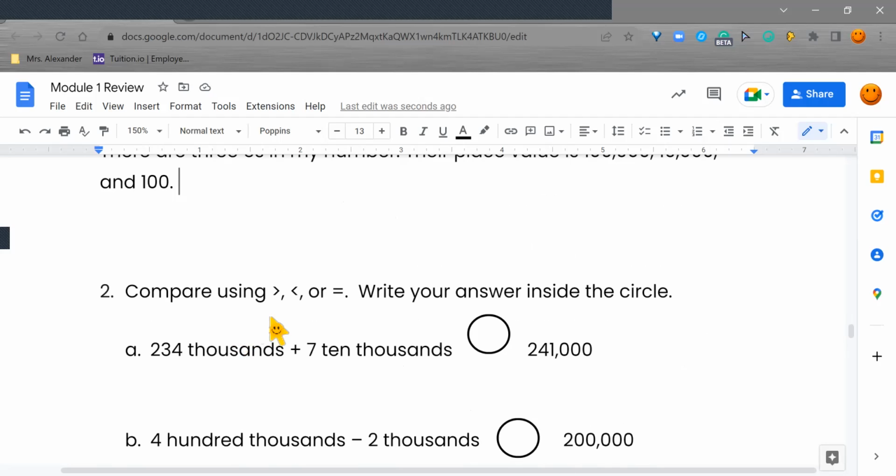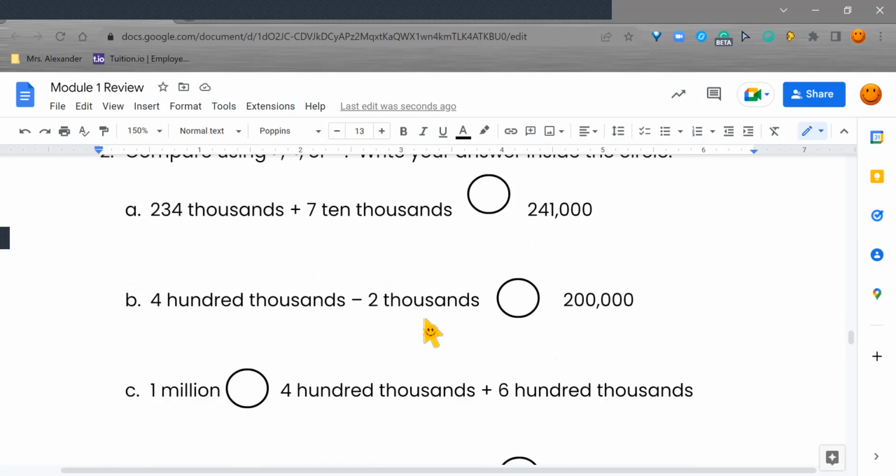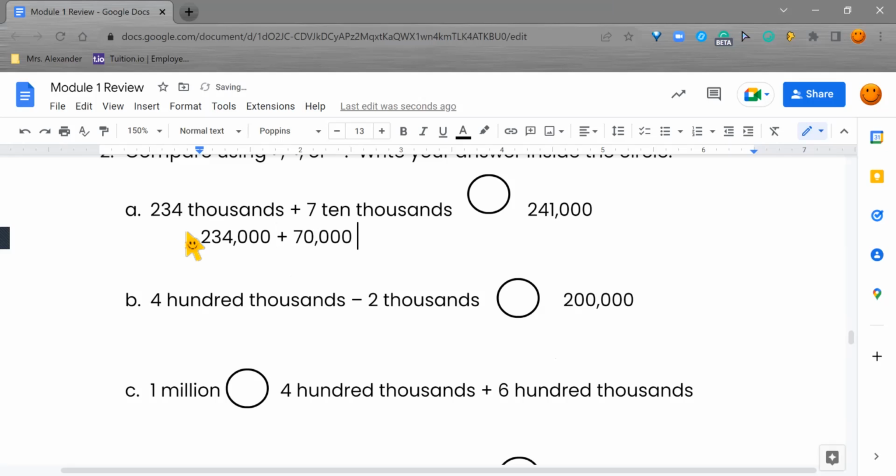We're going to compare using greater than, less than, or equal to. And we're writing our answers inside the circle, and I'll show you how we do that. We have 243,000 plus 10,000, and we need to figure out if it's greater than 241. So I'm going to jump right here. I'm going to write 234,000 because that's what we had. We're going to add 7 10,000s. So 7 10,000s is 70,000.